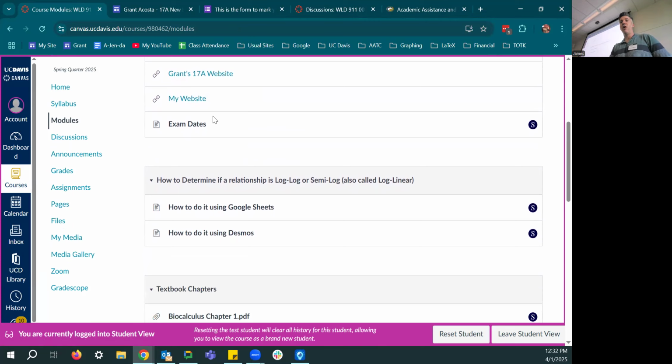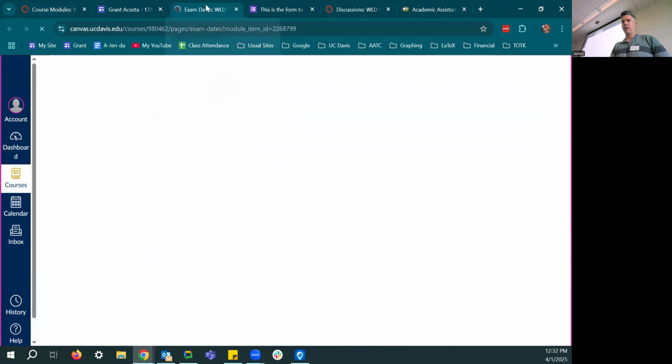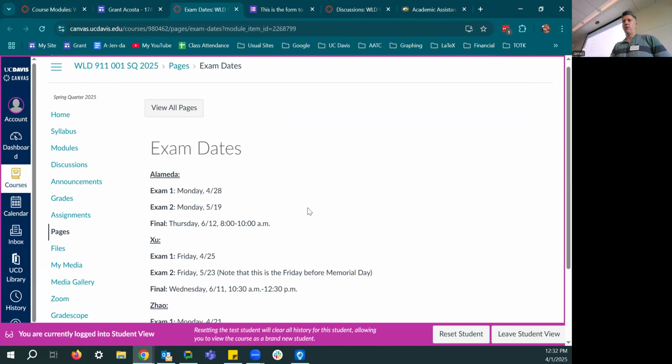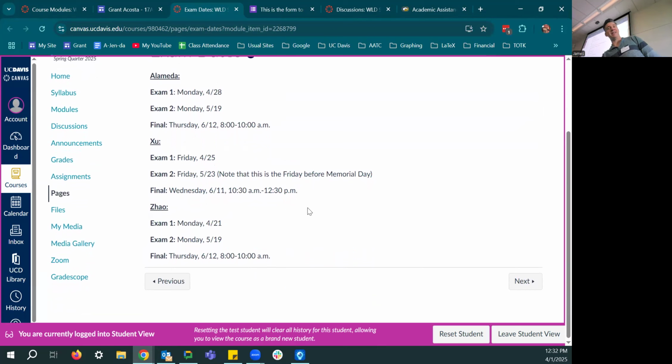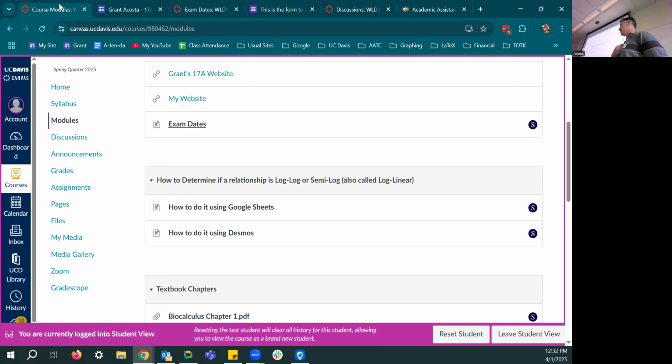And then I do have the exam dates for each of your professors here. I just thought it'd be useful to write those. We have Alameda's exam dates and Hugh's exam dates and Zhao's exam dates all there. So if you're looking for those, you can find them there. They're also on your own Canvas pages, but I thought it'd be nice for an easy place to see them. Actually, it's more so I can see them easily. So I can be like, okay, you have an exam coming up. We should prepare for that. And then that's for later.